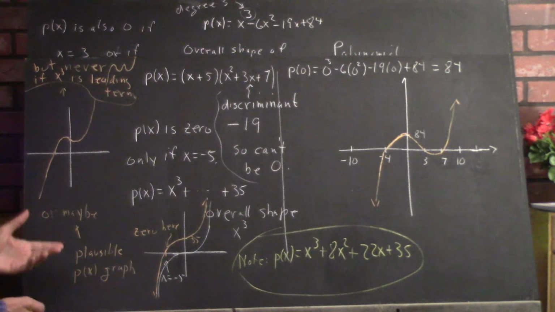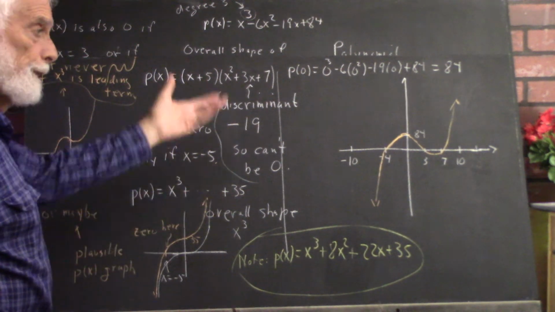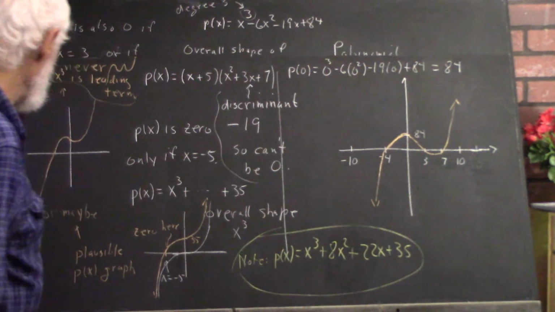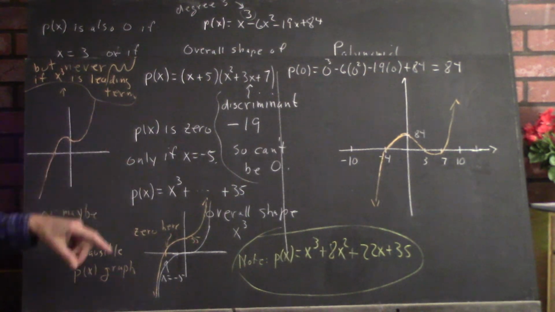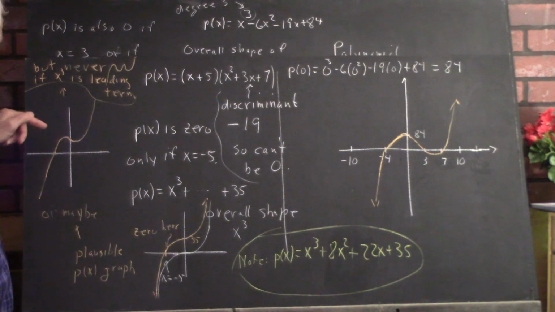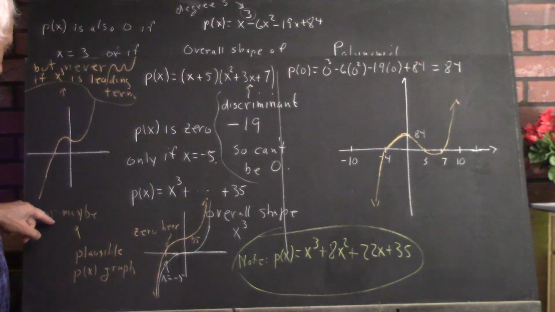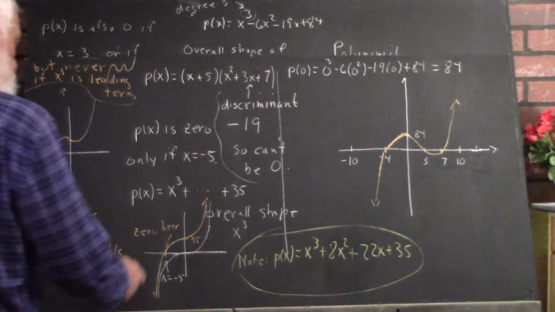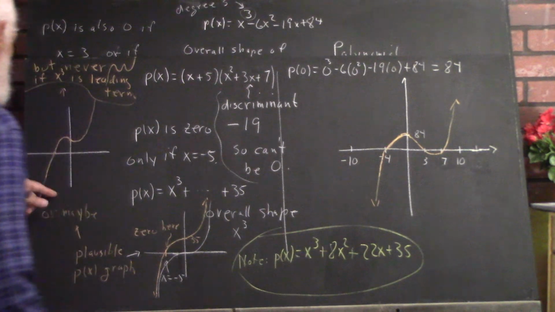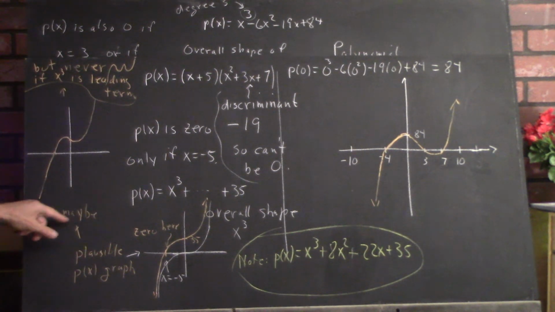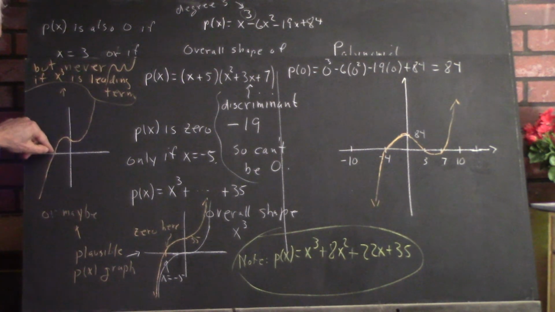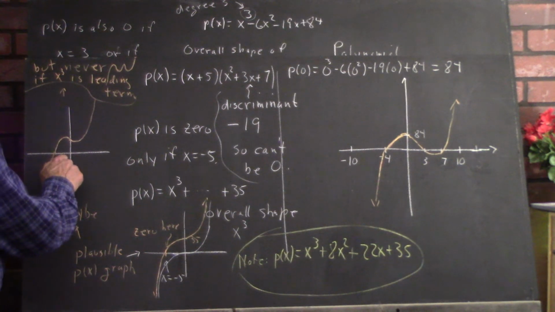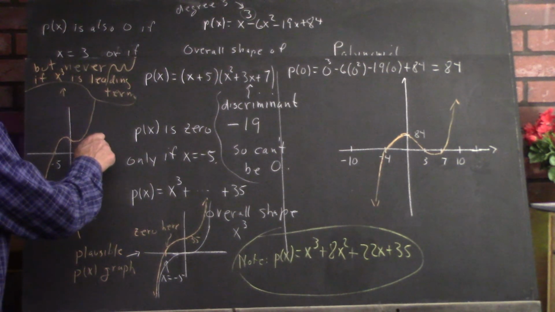I don't know yet. I'd have to take the derivative and set it equal to 0 and solve the quadratic. I'm not going to do that on screen. It would take me a few seconds. Okay. Another plausible p of x graph. This is a plausible p of x graph, I say, or maybe it could look like this. Still has to go through -5 and 35 here.